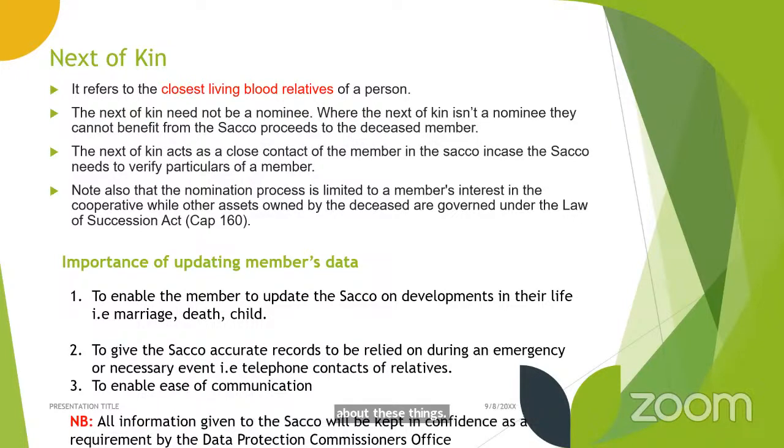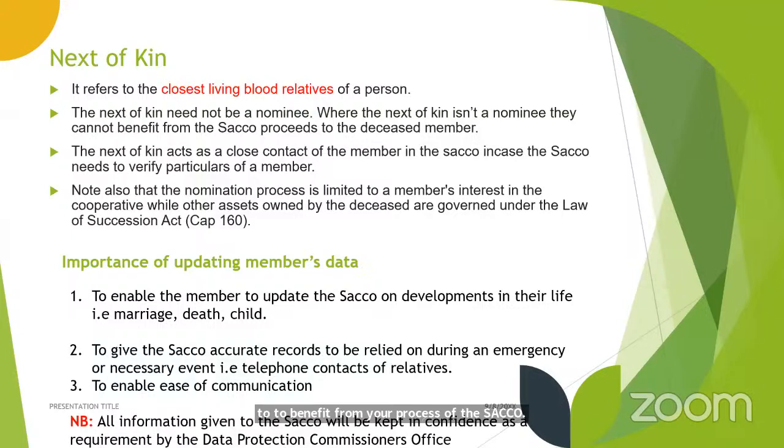Now I'll move quickly, because I have limited time, to the importance of updating a member's data. One of the importance of updating a member's data is to enable the member to update the circle on developments in their life. For example, you might find some people nominate people in the membership form, and because of the normal compliance requirements, at that time you might have just given down a name without further thought about it. So in case there are developments in your life, let's say one becomes married, later on you might find more important people to benefit from your proceeds of the circle. So that's why it's important to give us these updates.